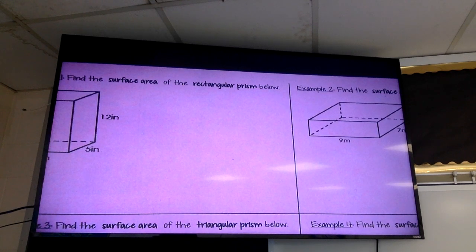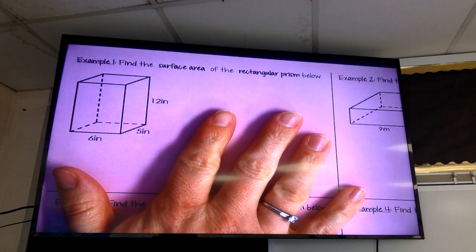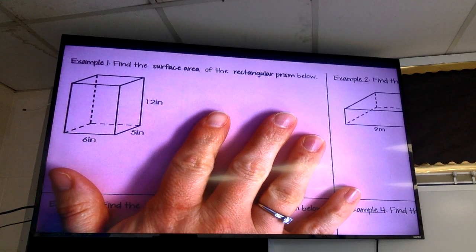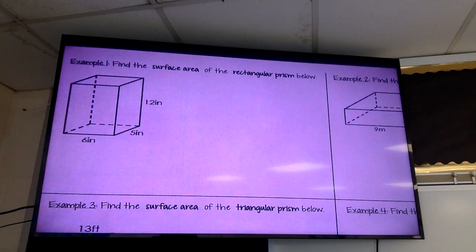Right, so these are the notes for surface area of rectangular and triangular prisms. If you were able to print off the foldable, we're going to use that. If not, you can do it on notebook paper, and I can always give you a copy of this when you return also, so you have the shapes and figures.